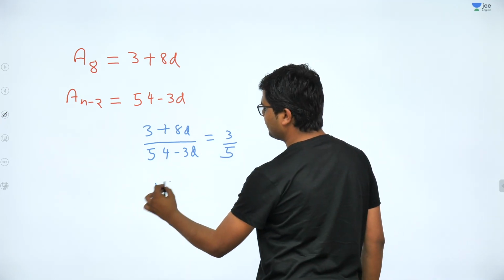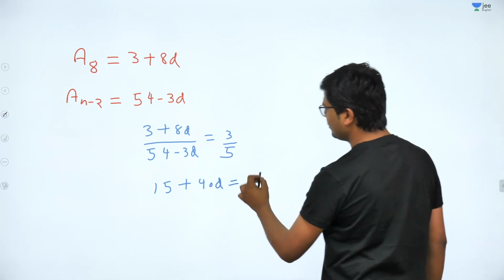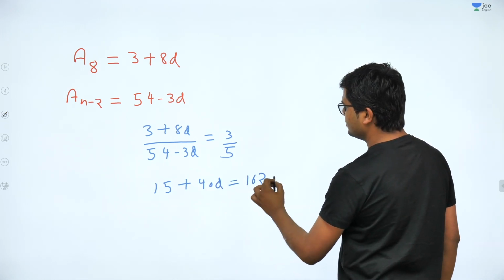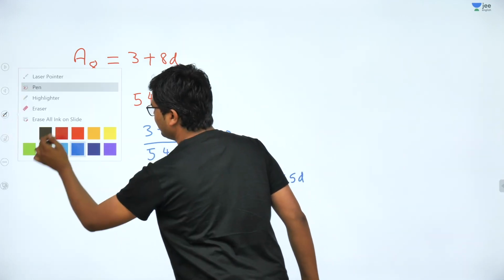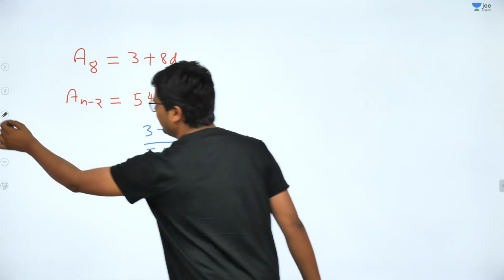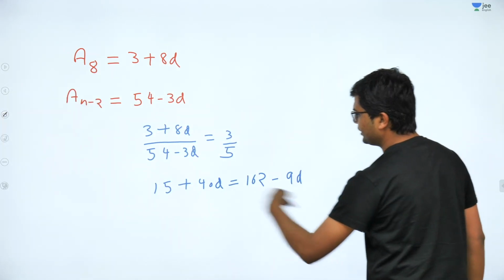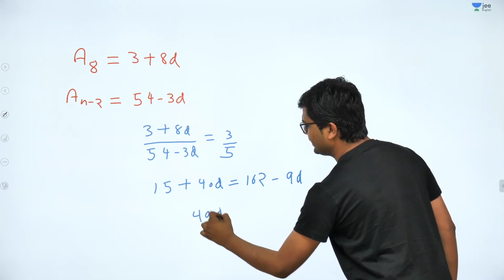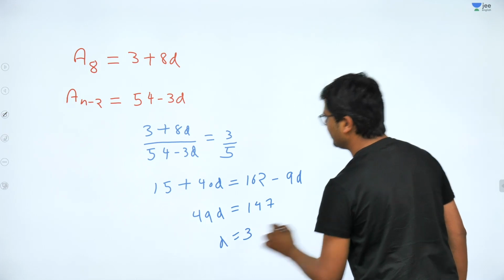It will become 15 plus 40d equal to 162 minus 9d, 3 into 3 is 9d. Got my point? Very easy. I am only cross multiplying it right now, so let me make it fast. If you take it to one side, it will be 49d equal to 147, and d will come out to be 3.